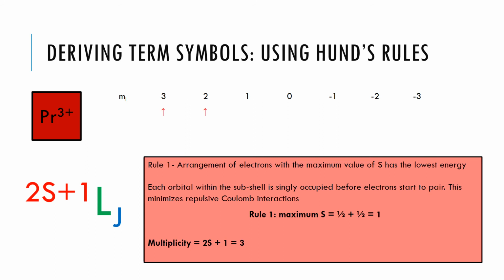Fortunately, there are some quite simple rules that allow us to derive these term symbols relatively simply. The first rule is that we have to arrange the electrons in order to get the maximum value of S, and that will predict the lowest energy.